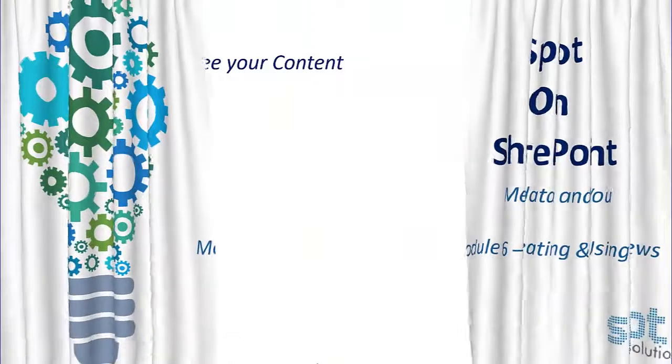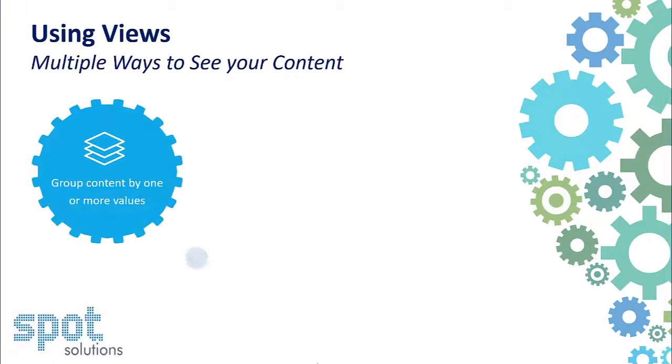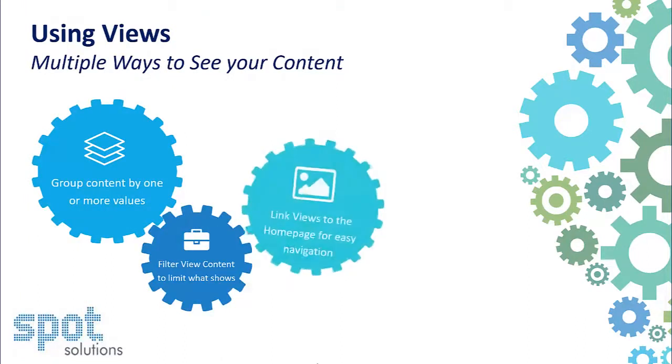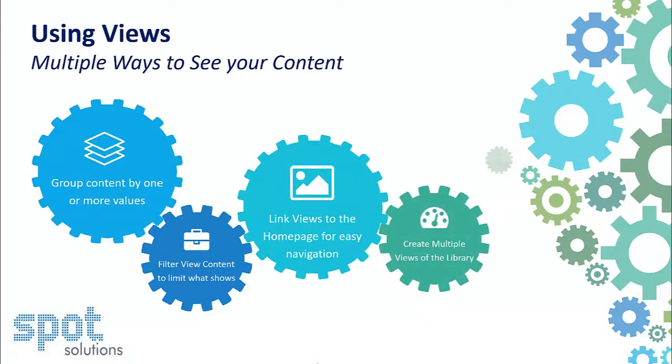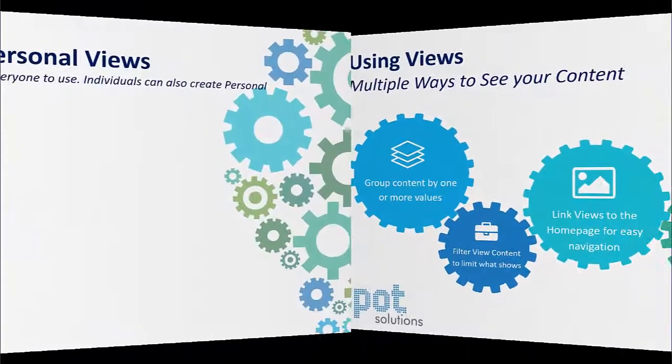Views can be used in your lists and document libraries to look at your information in different ways. You can group content by one or more values, filter to show only specific information, link views to your home page for quick access, and create more than one view in each location. This provides a centralized repository for information while still allowing you to filter out to what is specifically important to a given set of users.